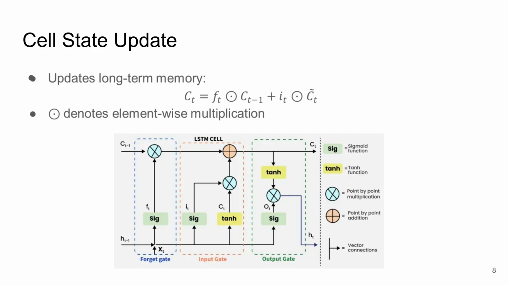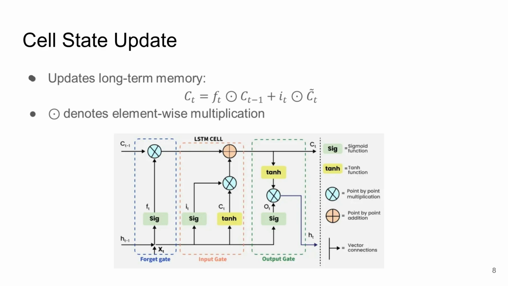Now we come to the cell state update, which is where the magic happens. We update the old cell state C_t-1 to create the new cell state C_t using a simple but powerful formula. First, we multiply the old cell state by the forget gate output f_t. This drops the information we decided to forget. Then, we add the product of the input gate output i_t and the candidate values C_tilde_t. This adds the new information we decided to store.